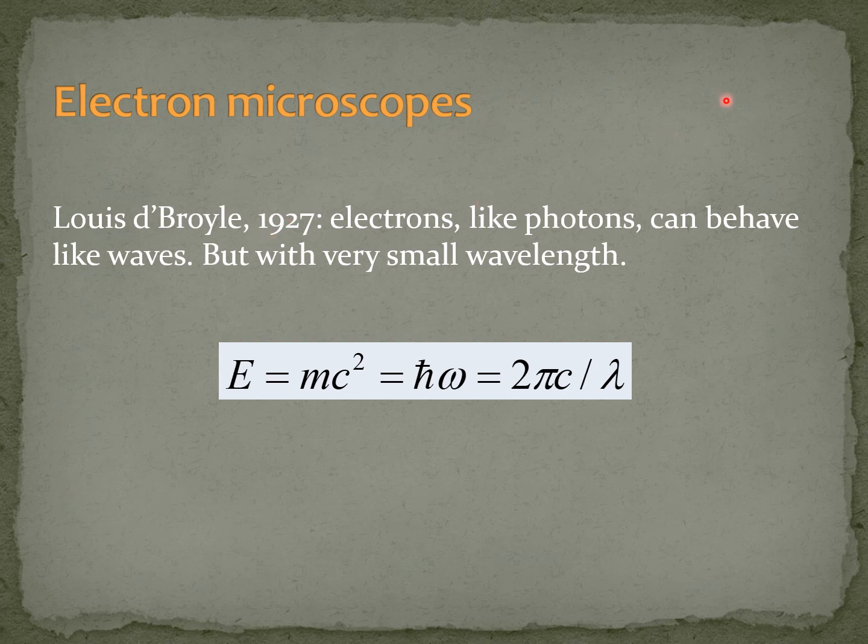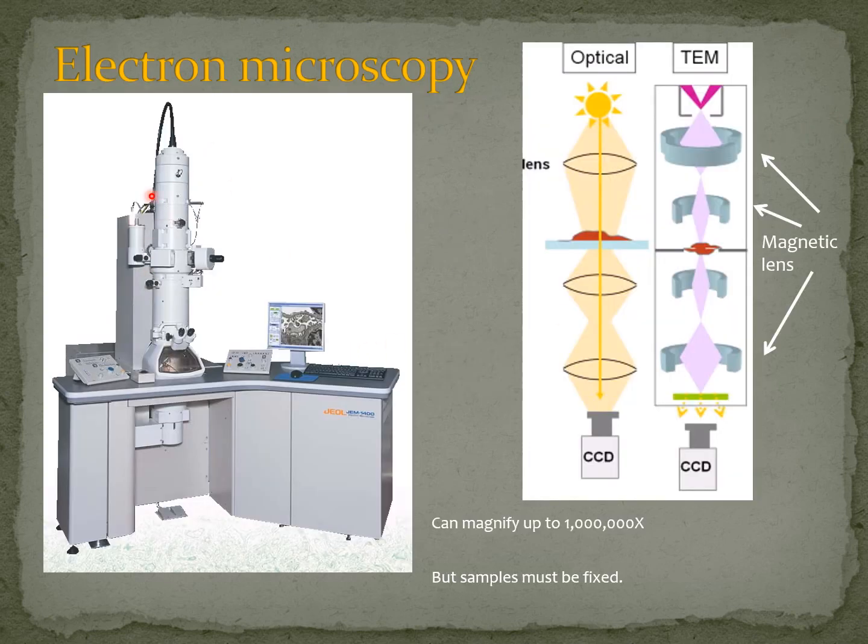So in 1927, Louis de Broglie invented basically the electron microscope, because electrons, like photons, can behave like waves. And there's the electron microscope that has the cannon of electrons, and we have a schematic here on the right of the slide. So this is actually the scheme of an optical microscope, where we have a light source, we have lenses, we have our sample, we have further lenses to amplify the image, and then a detector, or it could be our own eyes.